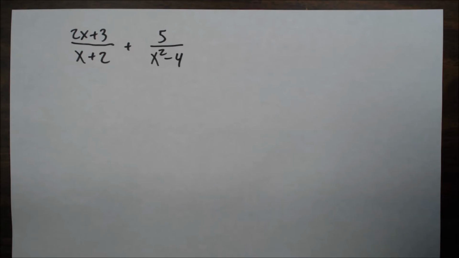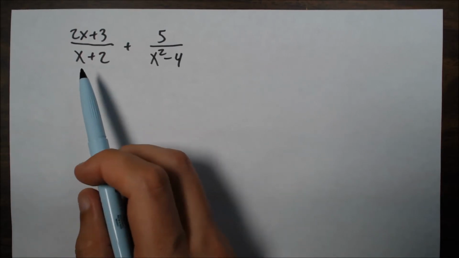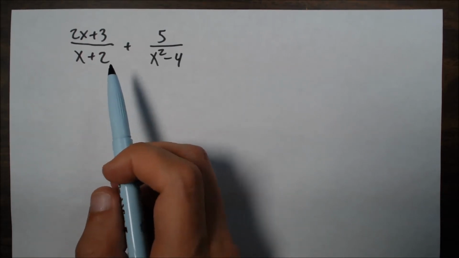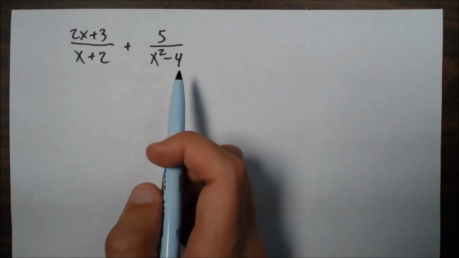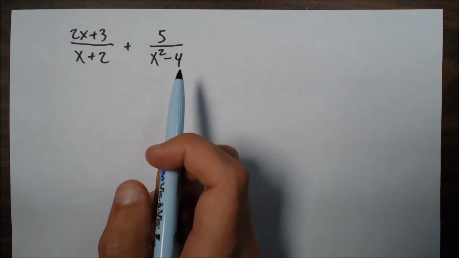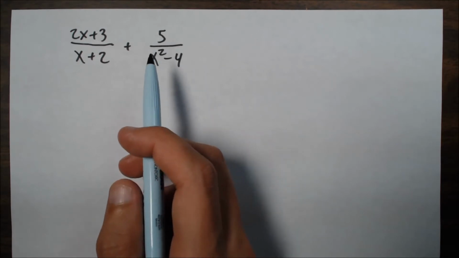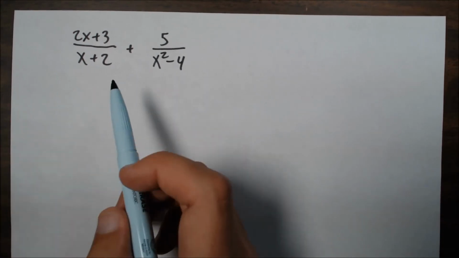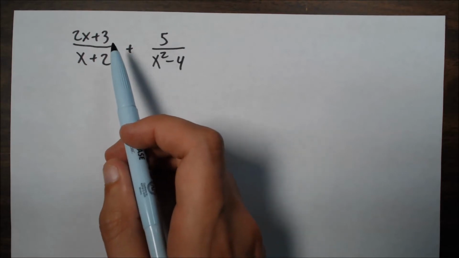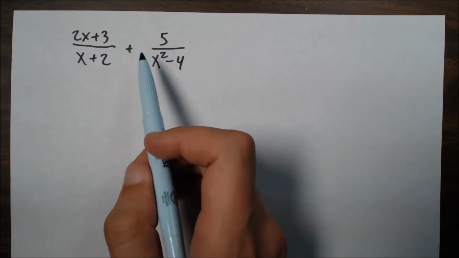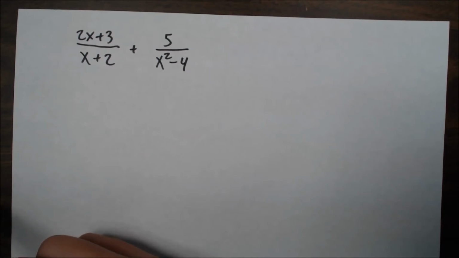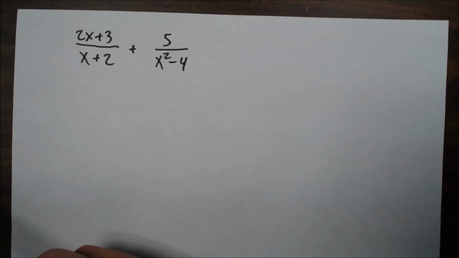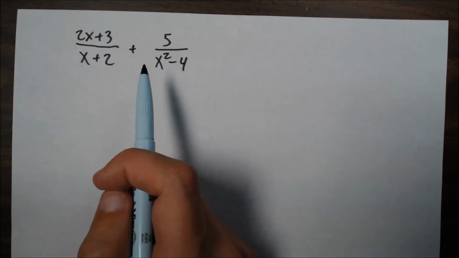Okay, so here we have another example. Notice that the denominators are x plus 2 and x squared minus 4. Now, x squared minus 4 is factorable. And when you see that, you should make sure that you go through and factor that, because while you could multiply each fraction by the other denominator, and that would give you a common denominator, you're going to get one that's much bigger than you need, and then you're going to have to reduce.